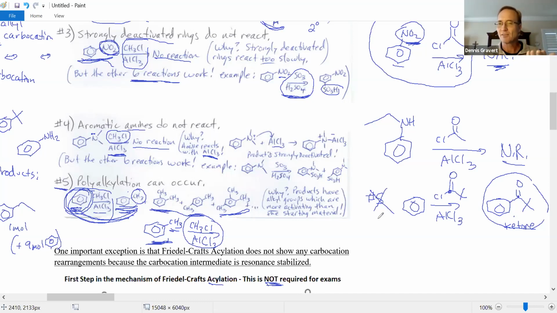Actually, from the word, that kind of makes sense. Polyalkylation, Friedel-Crafts alkylation. Yeah, that's a problem for Friedel-Crafts alkylation, but this is Friedel-Crafts acylation. You don't have to worry about polyalkylation. Doesn't apply.